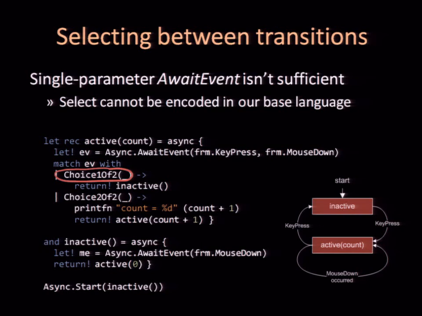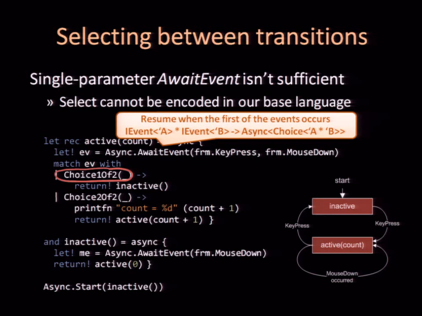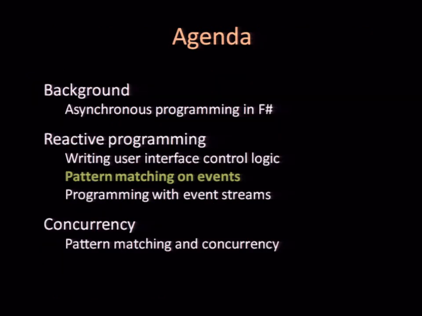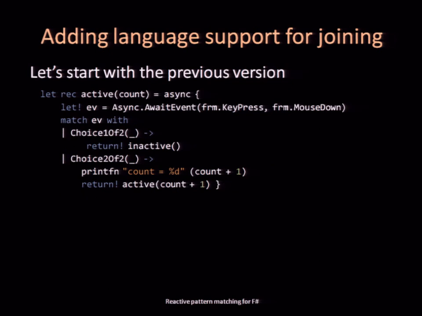Because what's the return type of the await event primitive? It has to be something that can be either one value, that's the value carried by key press, or the other value. So currently in F# you would have to write something like this, which isn't as nice as it could be. So the language extension that I worked on lets you write this more easily.